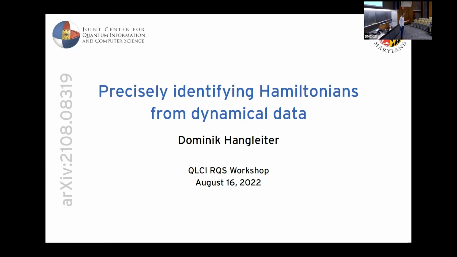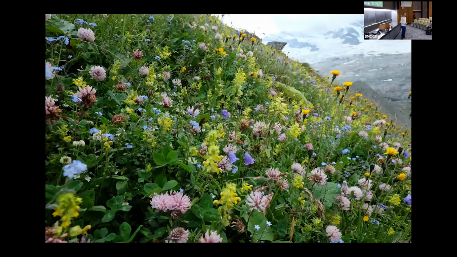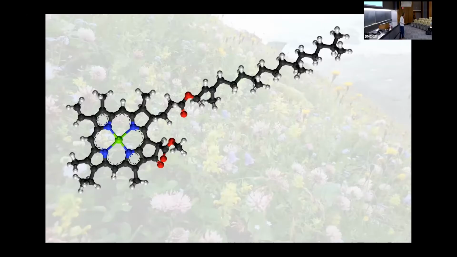Right, so today I'll tell you a little bit about some work I've been doing together with Ingo, Jens, and Pedron on identifying Hamiltonians from data, from dynamical data. So what's the task? In physics, we care about nature, right? In particular, we are quantum physicists, right? So we care about quantum nature. So physics at the level of, say, molecules or so.